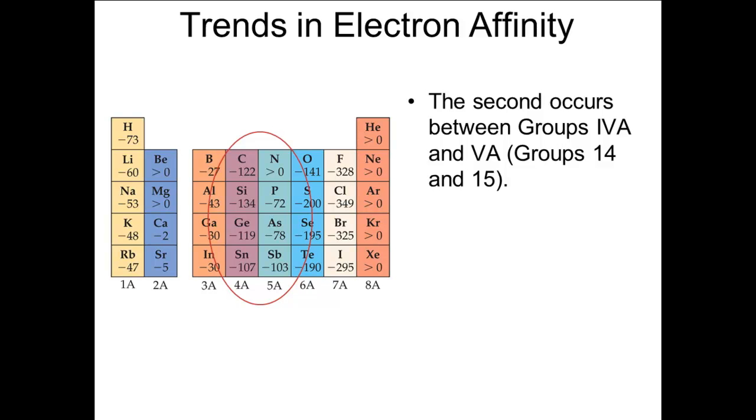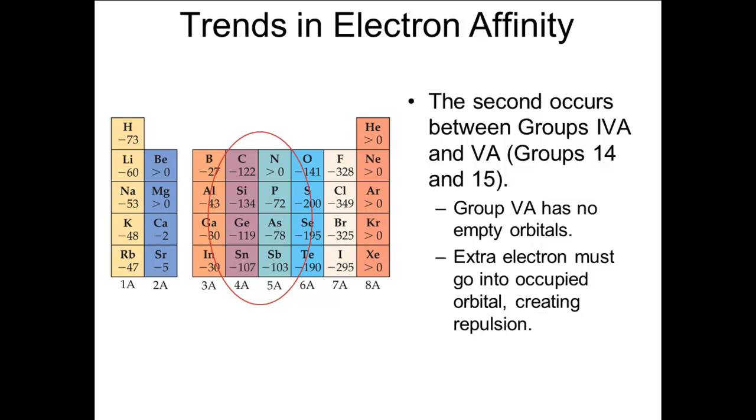The second exception is going from group 14 to group 15. Group 15 has one electron in each of the p orbitals, so the next electron must be paired with an electron in one of the orbitals. This creates repulsion that reduces the energy released. One other point to note is that as we go down the group, the orbitals get larger, which reduces the repulsions. This is why the difference between group 14 and group 15 decreases as we go down the column.